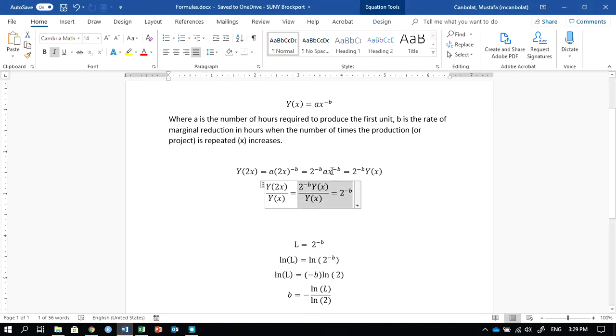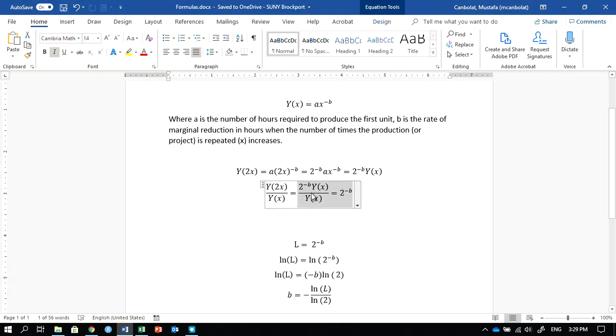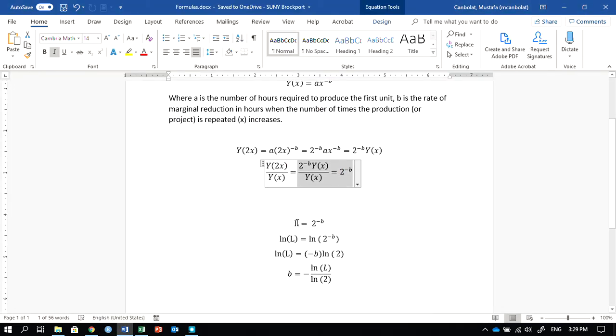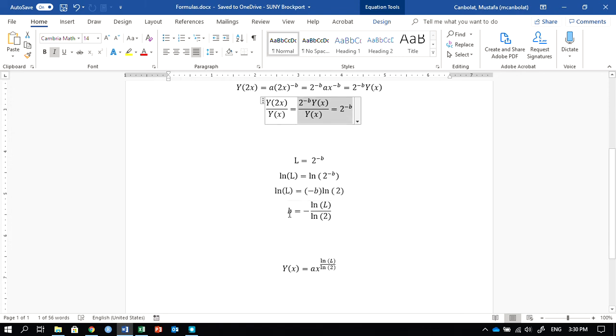Now, if that's the case, let's call that 2 to the negative b that we found, right? That was 0.8. Call it the learning rate, L. And then from here, we are going to find what b is. We take the log of both sides, so that's ln of L and ln of 2 to the negative b. Then the exponent comes in front: ln L is negative b times ln 2, and from here b is equal to negative log of L divided by log of 2.